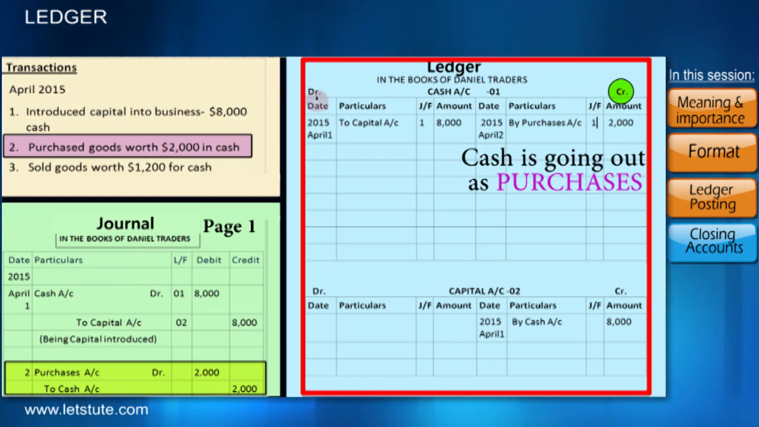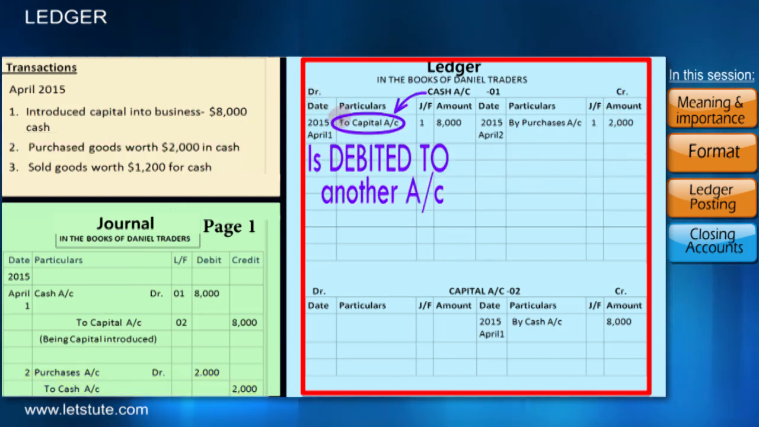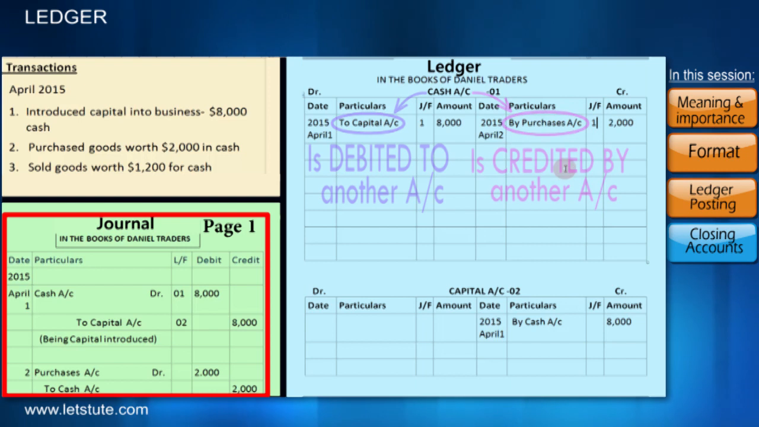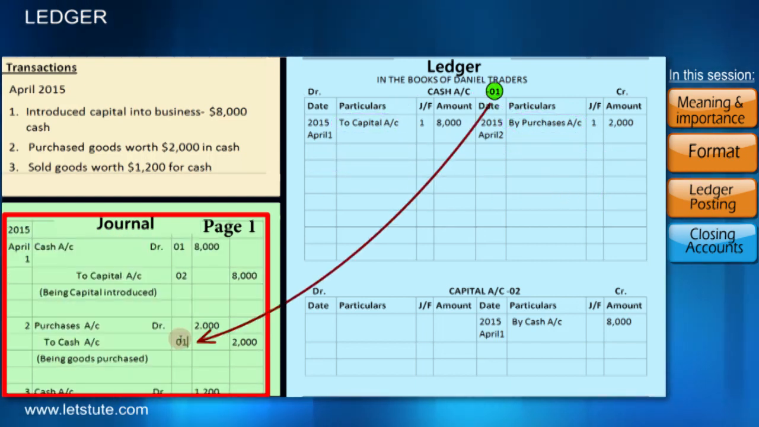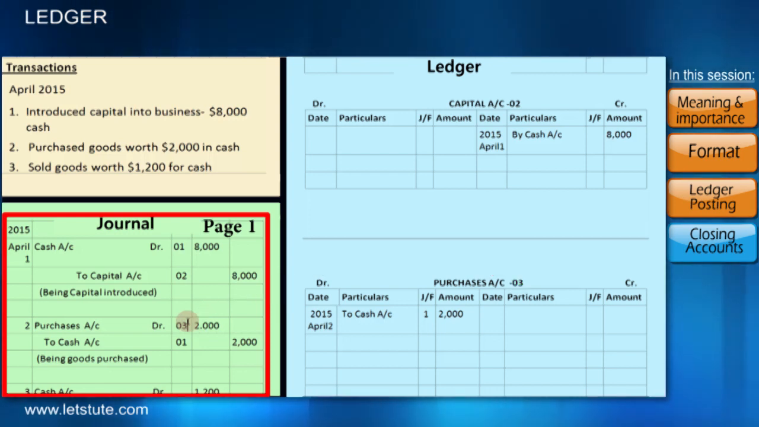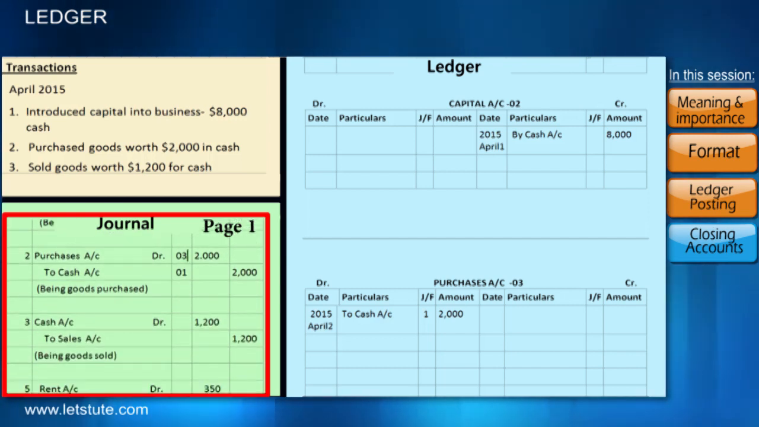On the debit side, we always have "to" something, and on the credit side, we always have "by" something. And in the journal, write the ledger numbers. So hope you're getting the idea of how they are recorded. Now we will go a little faster as the procedure is the same. It'll be easier when you try it yourself. You'll get the hang of it.